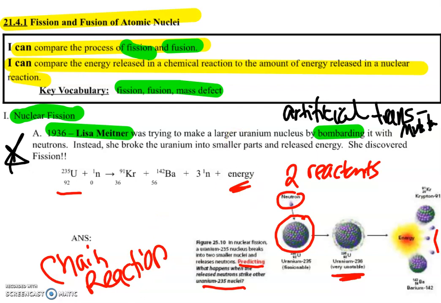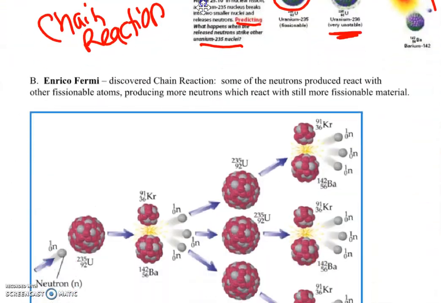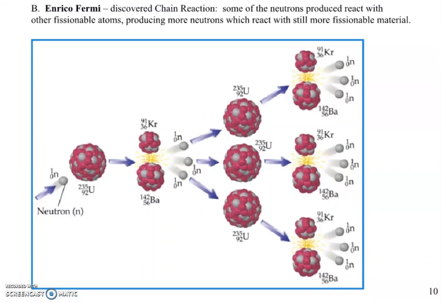So that brings us to Enrico Fermi. At the bottom of page 10, let's look at what Enrico Fermi discovered. He discovered the chain reaction. Some of the neutrons produced react with other fissionable atoms, that means atoms that can undergo fission, producing more neutrons, which react with still more fissionable material. So here we can see that chain reaction starting.